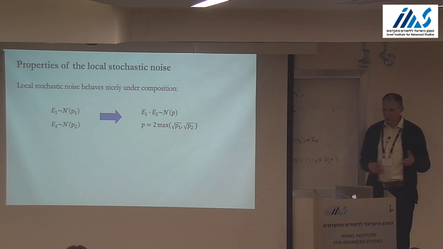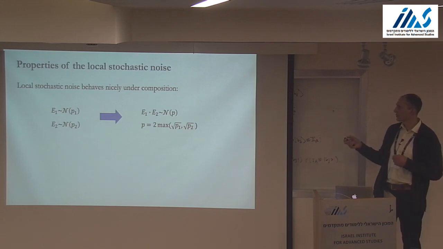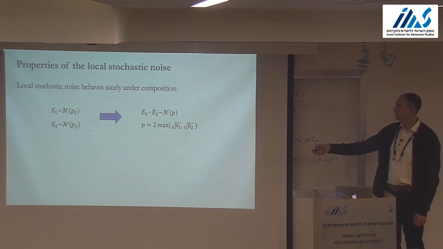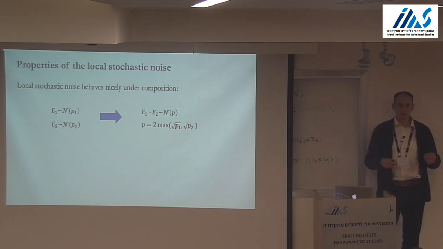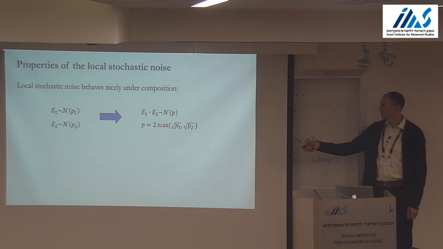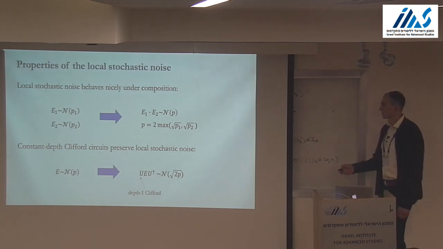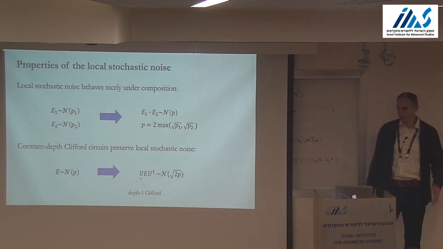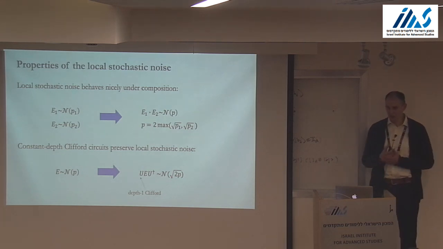And local stochastic noise has several nice properties. For example, composition of Pauli errors preserves the local stochasticity. So if we take a product of two local stochastic errors E1 and E2, it's also local stochastic noise, and the error rate goes up like a square root of p. And somehow constant depth Clifford circuits map local stochastic errors to local stochastic errors. And again, the error rate goes up roughly as a square root of p.